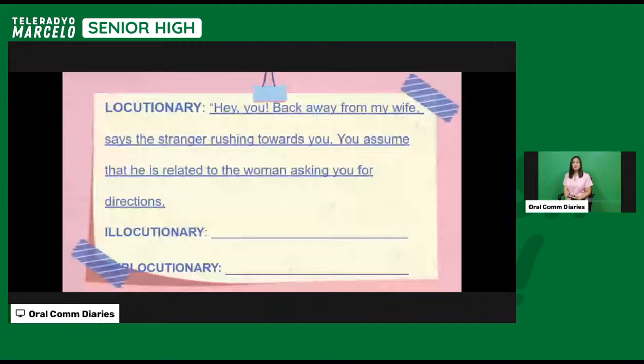This is the last part of our activity for today. We hope that you learned a lot from our discussion here in Oral Com Diaries. By the way, this is our last lesson for the first quarter. We're already halfway through this semester. Isn't it fast? It seems that we just started these adventures last time and now we're here.